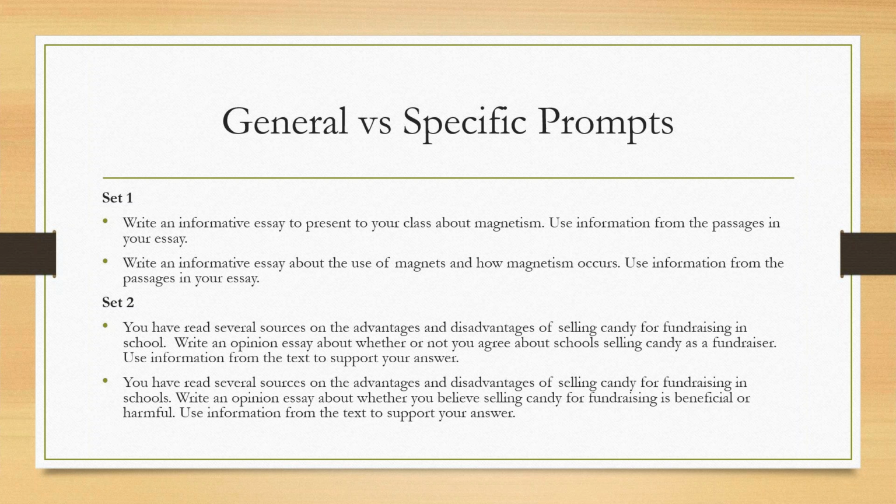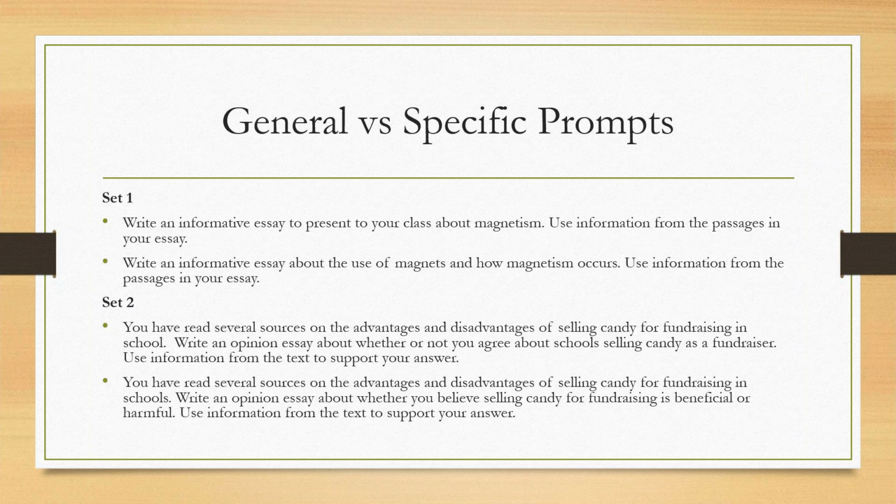Let's look at set number 2. Both of these prompts are about the advantages and the disadvantages of selling candy as a fundraiser at school. The first prompt in set number 2 says you have read several sources on the advantages and disadvantages of selling candy for fundraising in school. Write an opinion essay about whether or not you agree about selling candy as a fundraiser. Very general. Do the students agree or do they not?